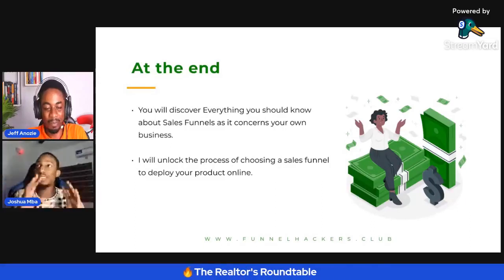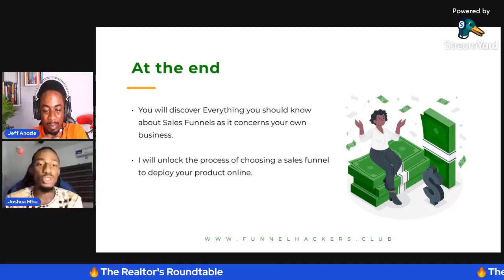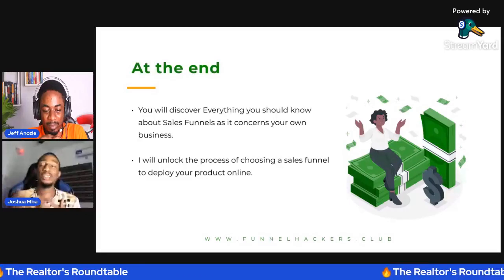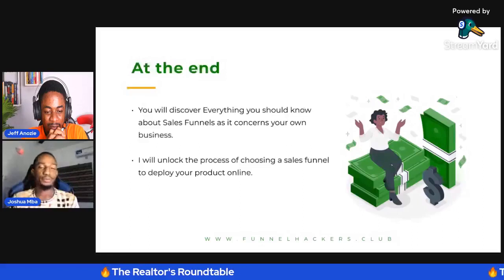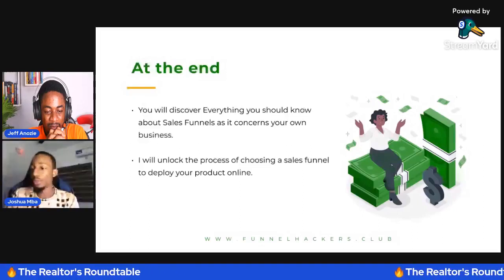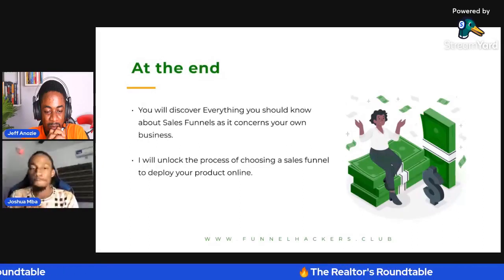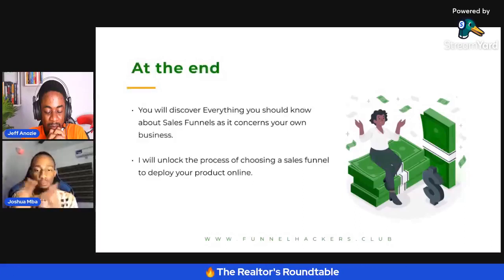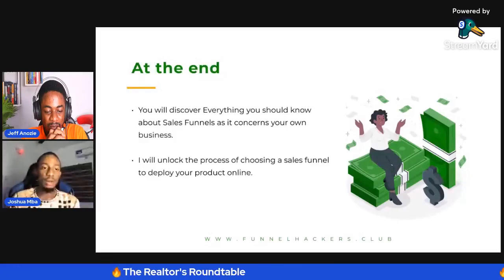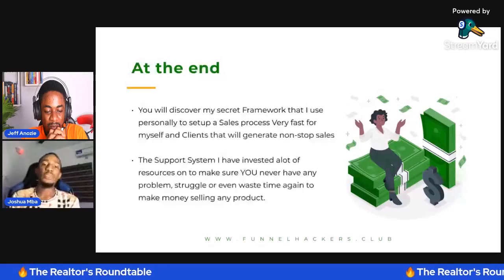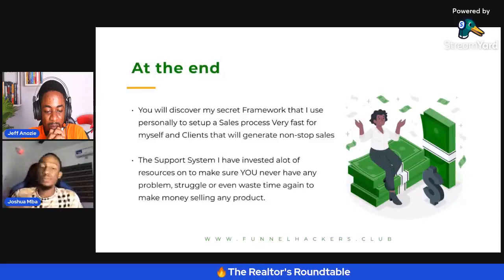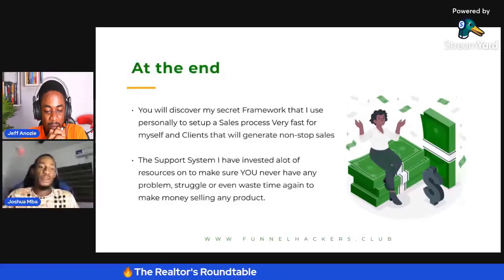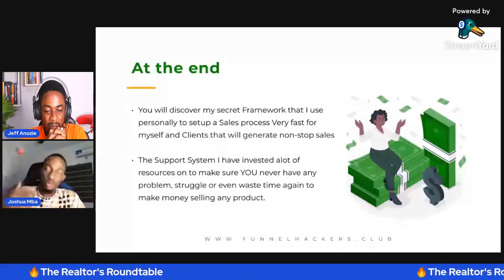In the first section, you discover everything you need to know about sales funnel as it concerns your own business. In this context, real estate, I will unlock the process of using a sales funnel to deploy your product online. These are the two things I'm going to focus more on in this training. In section two, you discover my secret framework that I use personally to set up sales processes very fast for myself and clients that generates non-stop sales.